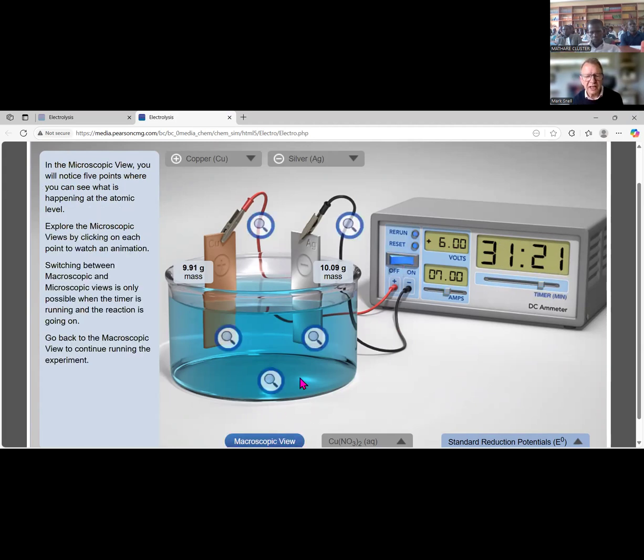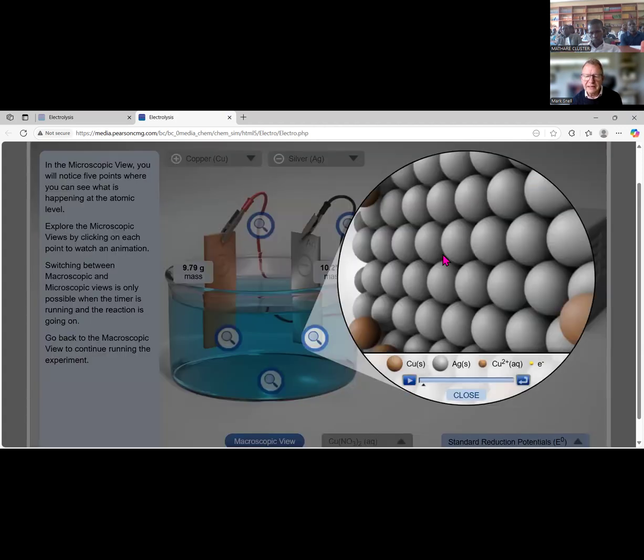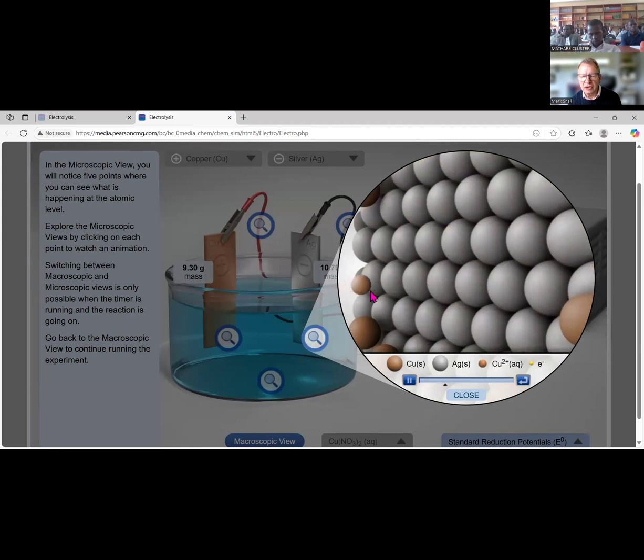Now I'm going to look at what's happening at the microscopic level. Okay, so it has a key down here. It says this is the silver, the gray ones are the silver atoms. The small orange ones are copper ions. They should be blue, but it doesn't matter. So I'm going to run it. And you will see the small copper ions come in, and these are all the electrons, and they pick up electrons and become atoms, which are bigger. And so bit by bit, the silver is being coated in copper.